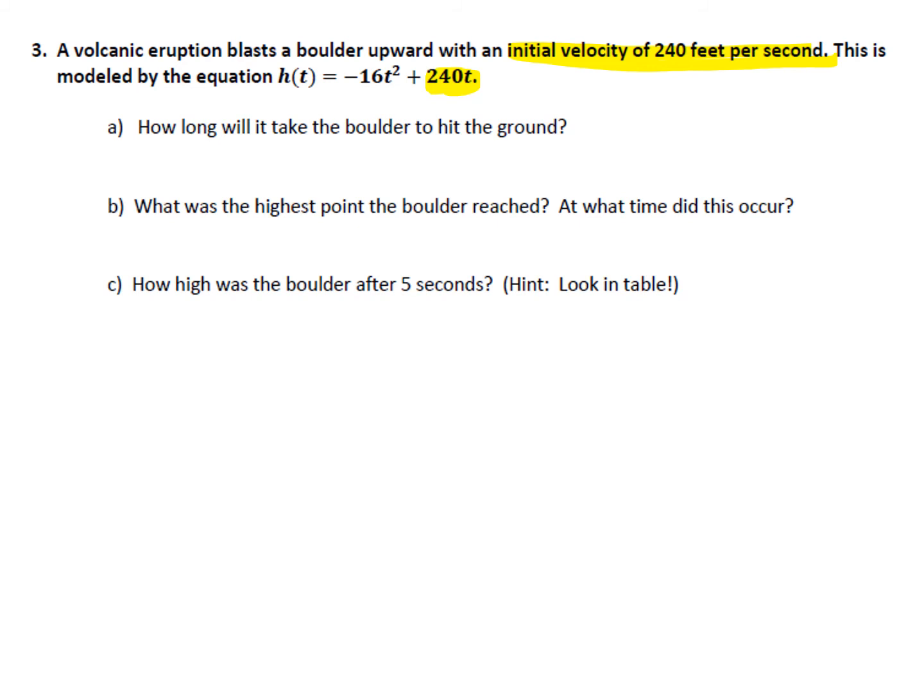So letter A says, how long will it take the boulder to hit the ground? If we think back to the examples that we've done before, we're going to be looking there for the x-intercept. Part B, what was the highest point the boulder reached and at what time did this occur? There we're going to be looking at the vertex. And then how high was the boulder after 5 seconds? That one tells us to look in the table. We might be able to see it from the graph as well, but that's just going to be some point on the graph. So again, it's when our x is equal to 5.